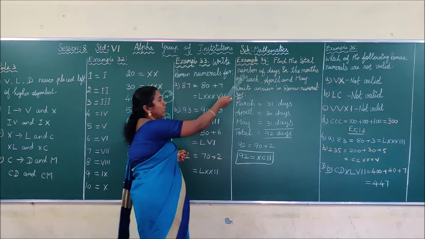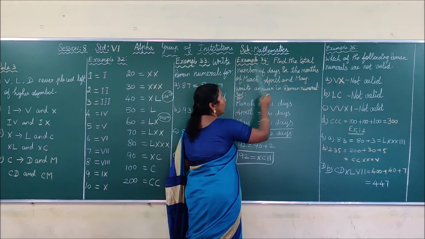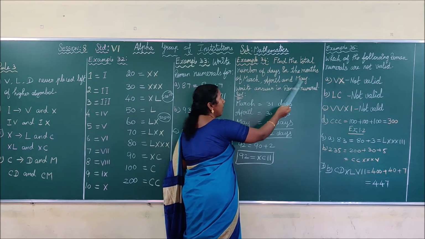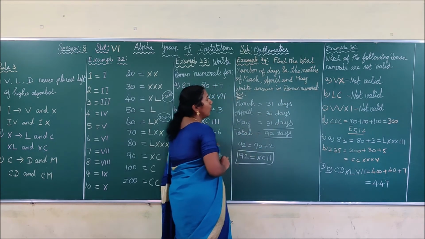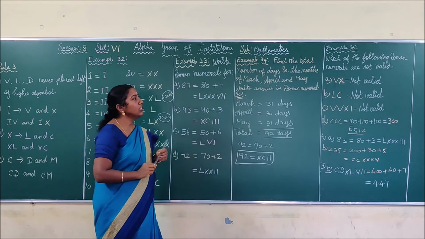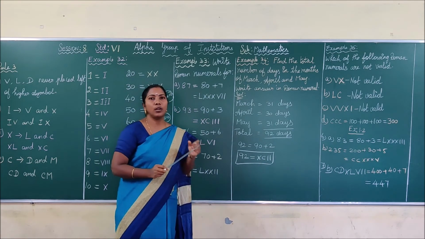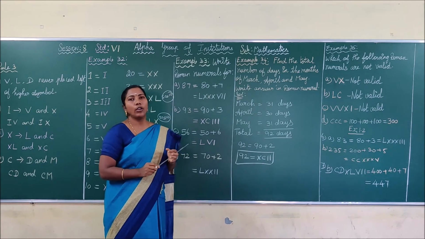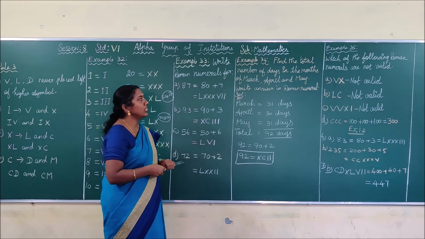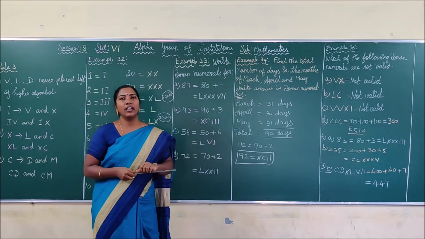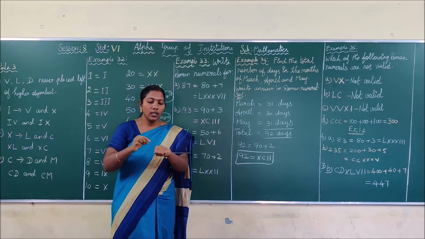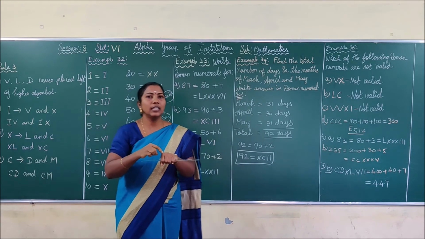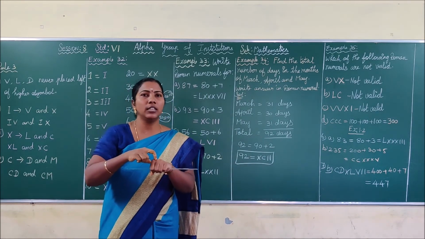See example 34. Find the total number of days in the months of March, April and May. Write the answer in Roman numeral. What they are asking is, we have to find the total number of days in the months March, April and May. How can you find the number of days in March, April and May? By using our hand, we can easily find. See here, children, the months that come in the upper part have 31 days. The months that come in the lower part have 30 days.